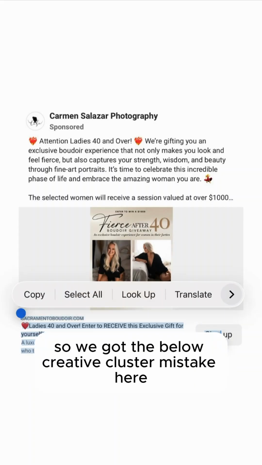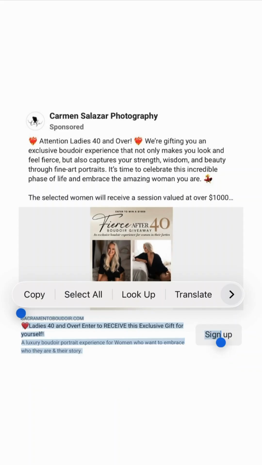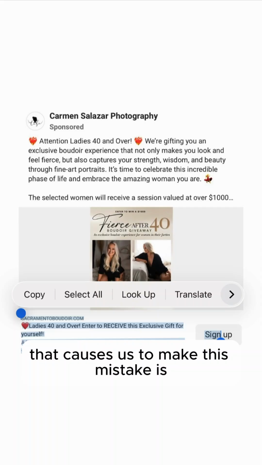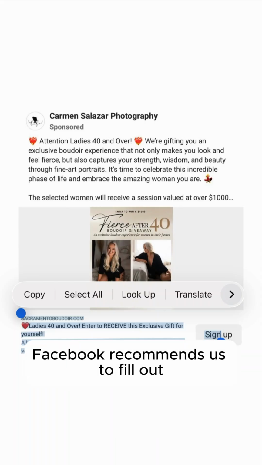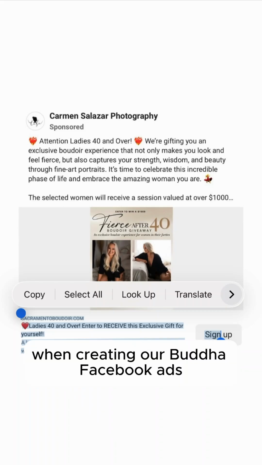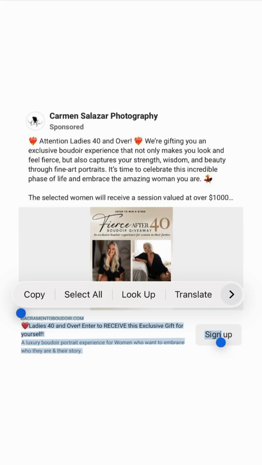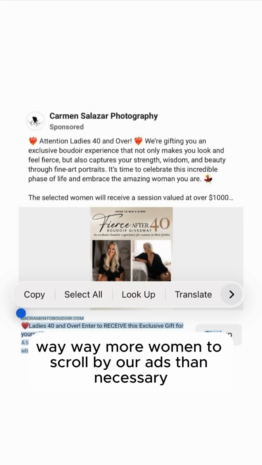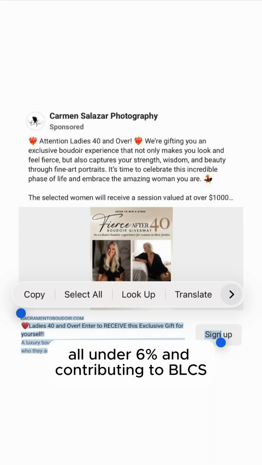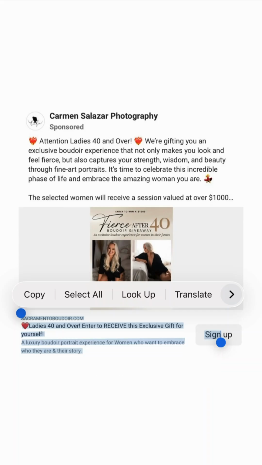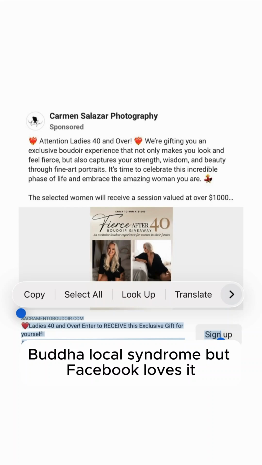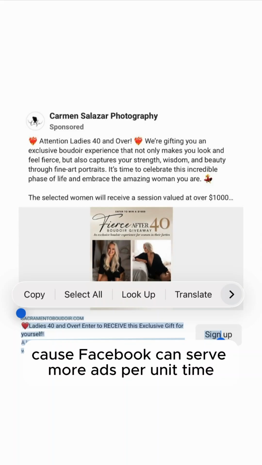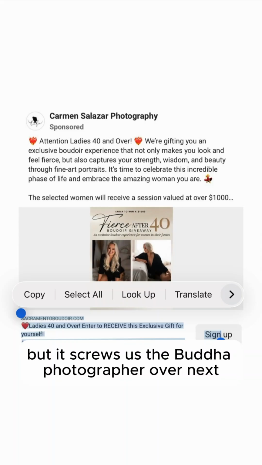So I'm looking down here. So we got the below creative cluster mistake here. The false belief that causes us to make this mistake is filling out everything Facebook recommends us to fill out when creating our boudoir Facebook ads. And when we do that, it actually causes way, way, way more women to scroll by our ads than necessary, pulling our unique CTR under 6% and contributing to BLCS, boudoir low click syndrome. But Facebook loves it because Facebook can serve more ads per unit time, earn more money per unit time, but it screws us, the boudoir photographer, over.